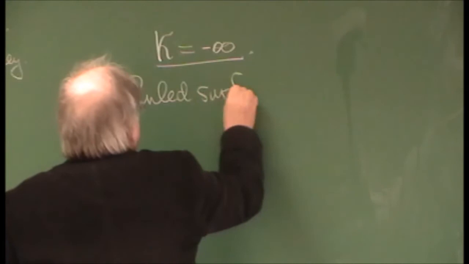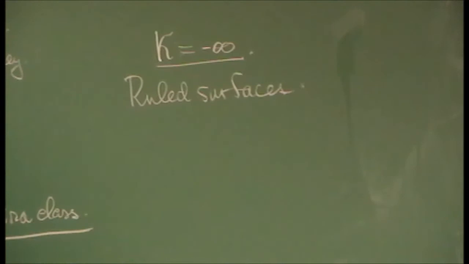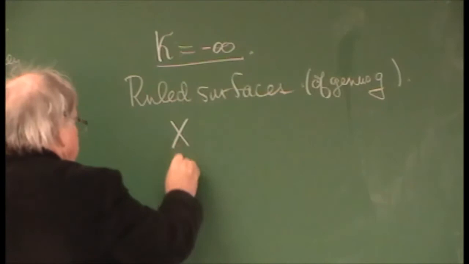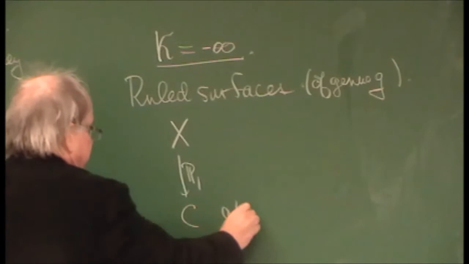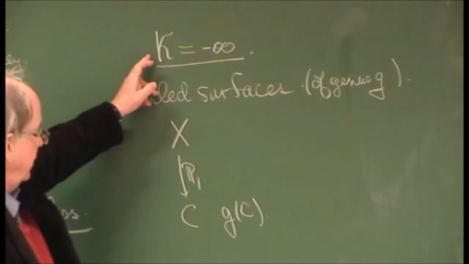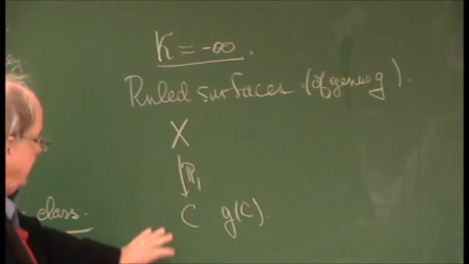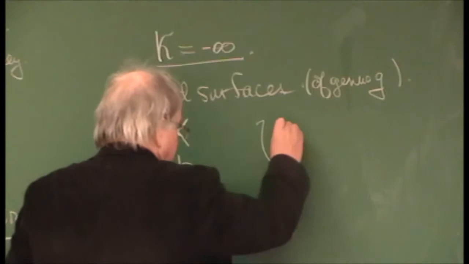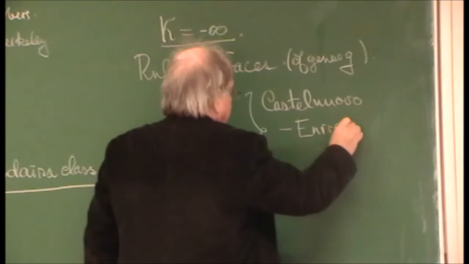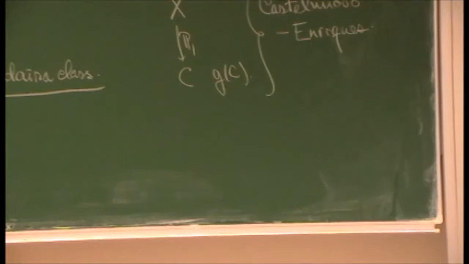Now, a ruled surface is a simple-minded thing. So a ruled surface, say, of genus g, is a holomorphic P1 bundle over a curve of genus g. So any P1 bundle over a curve of genus g has, you can see, Kodaira dimension minus infinity. And a lot of the fundamental work to set up the classification here was in the Italian school. I mention these names of who were involved with it. For example, Castelnuovo. So discussion of this matter really, I think, is based around the work of Castelnuovo and Enriques around the turn of the century.